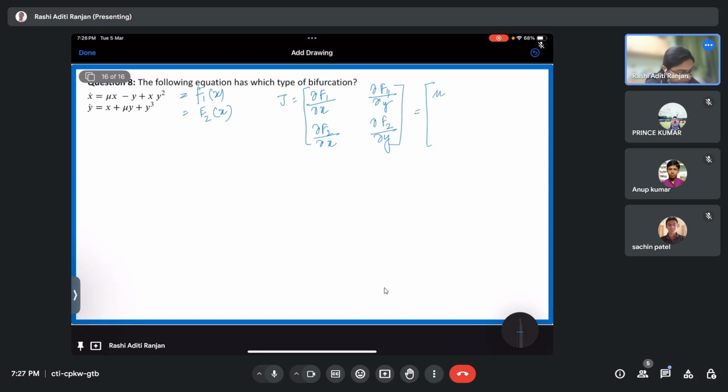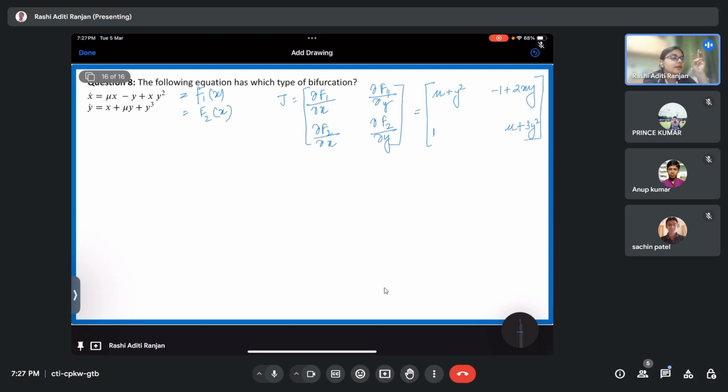I'll have mu plus y square minus 1 plus 2xy. Then I have 1, and here I'm going to have what? Mu plus 3y square.